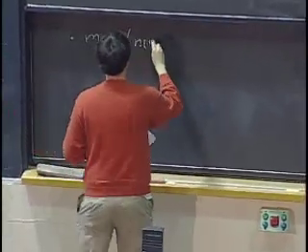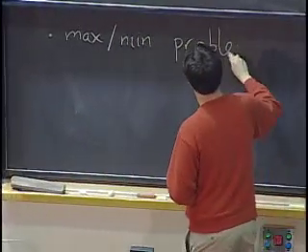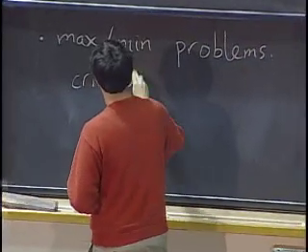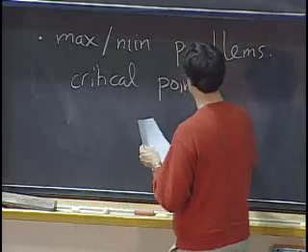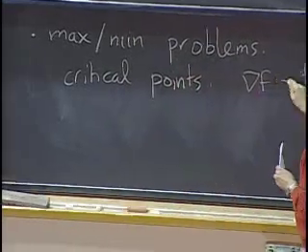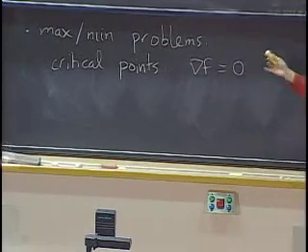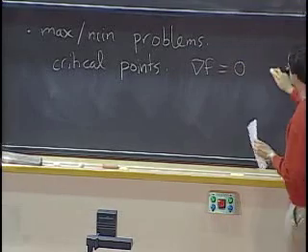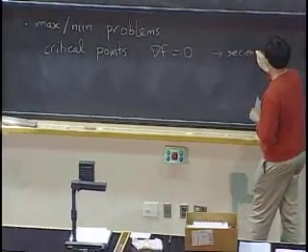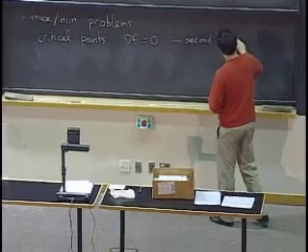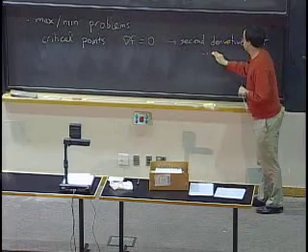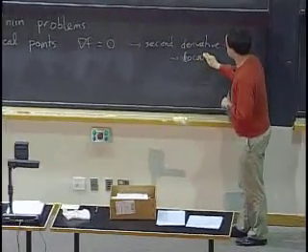We've seen how to do min-max problems, in particular by looking at critical points. Critical points, remember, are the points where all the partial derivatives are 0. So if you prefer, that's where the gradient vector is 0. And we know how to decide using the second derivative test whether a critical point is going to be a local min, a local max, or a saddle point.